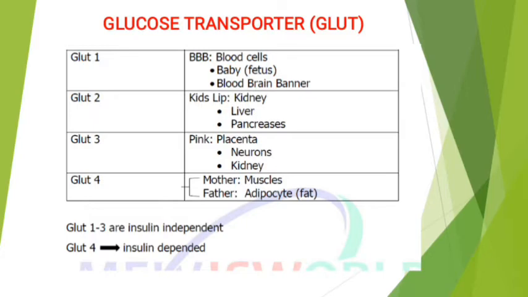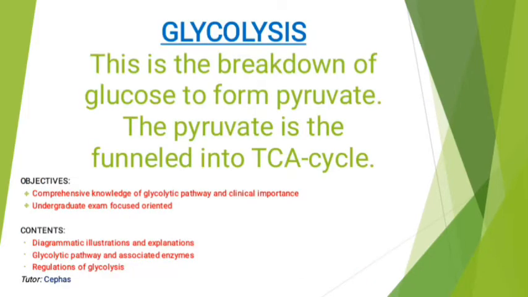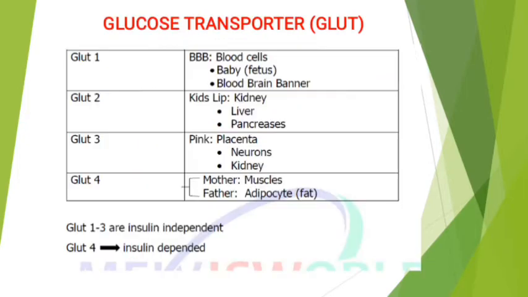So, why am I focusing on glucose transporters before proceeding to glycolysis? This is because before a glucose molecule can be broken down to pyruvate, just like we said earlier that glycolysis is the breakdown of glucose molecule down to pyruvate, it has to be transported into the cells. So, my focus here is basically on GLUT1 to 4.